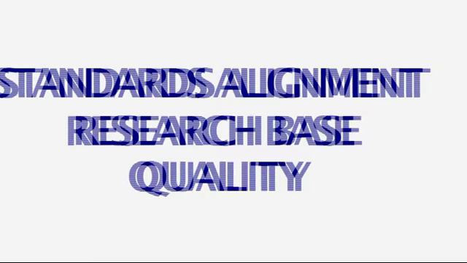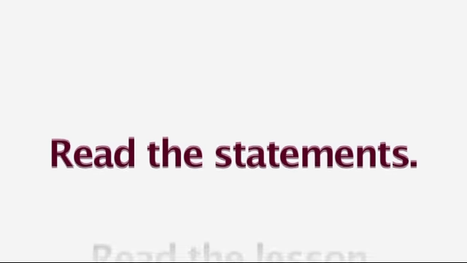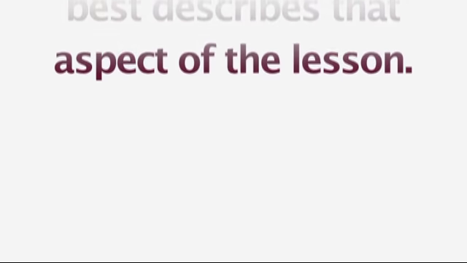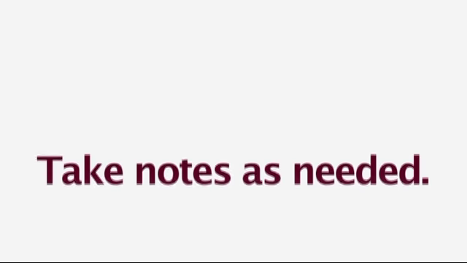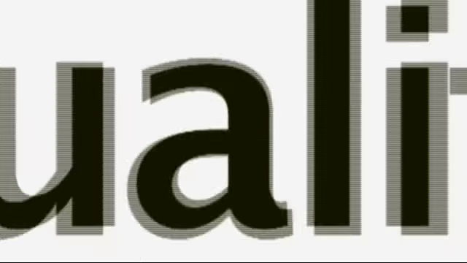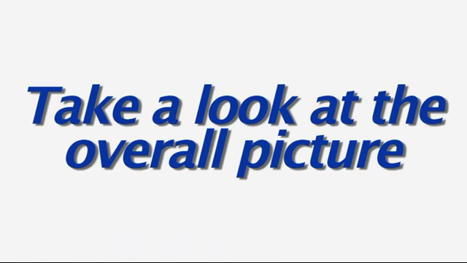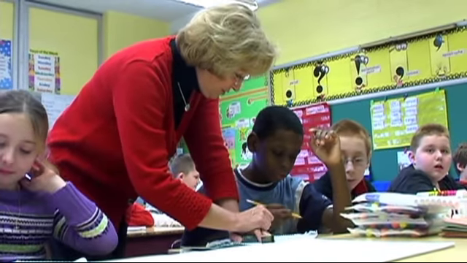We've done 3 of the categories together. Now you can do the rest on your own. Read the statements, then read the lesson. Circle the statement that best describes that aspect of the lesson as it appears and record notes as needed. When you have finished all the quality as well as the general considerations, take a look at the overall picture. Did you choose more A's than B's? Or did you choose any C's? If so, you probably wouldn't want to use this lesson.